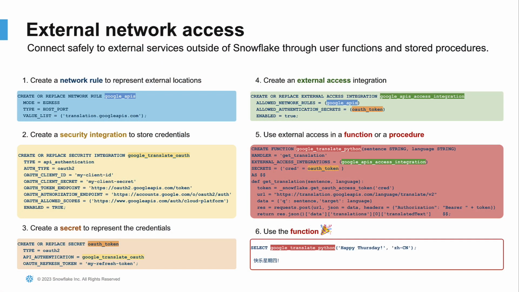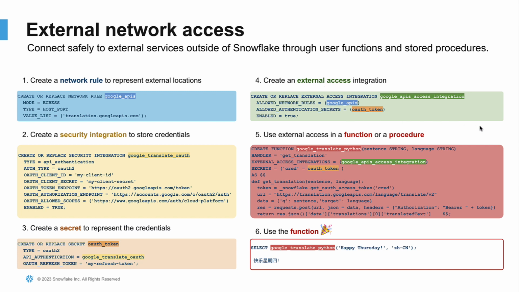First, you have to create what we call a network rule to represent external locations to which you can egress data. In this case, the network rule is called Google APIs and allows me to send data to translation.googleapis.com. You can then create a security integration to store credentials, in this case for OAuth authentication. Then you store a secret to represent these credentials so that they can be used in an external access integration and, furthermore, in functions and procedures.